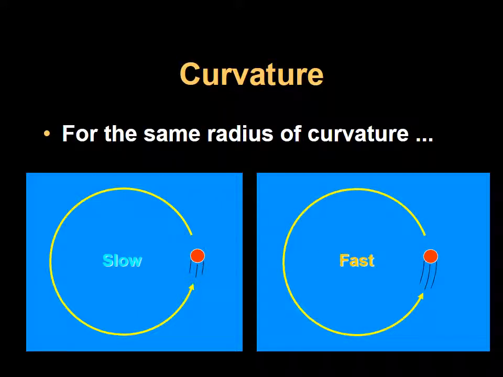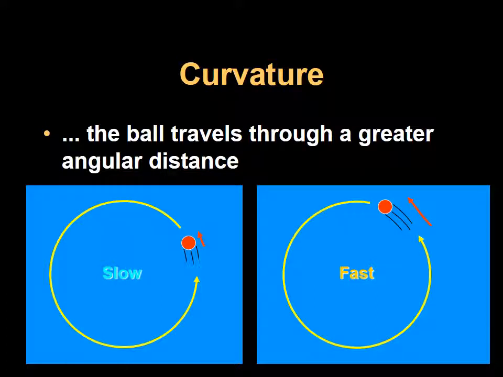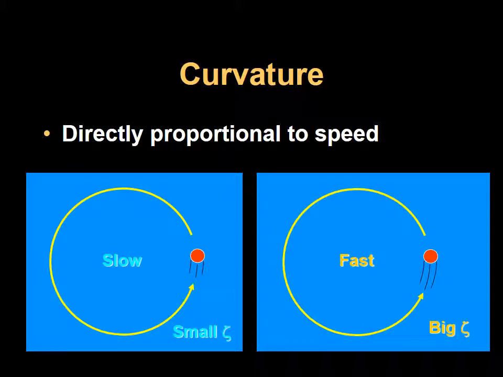Now we're going to change the speed and hold the radius of curvature constant. We have the same circle, same radius, same distance from the center out to, in this case, this ball. The ball is traveling at different speeds now. On the left, it's going slower, maybe only 5 miles per hour. On the right, it's going a lot faster, maybe 20. It's pretty obvious that the one traveling faster is going to cover more degrees, a greater angular distance, than the one going slower on the left. So faster wind speeds have greater vorticity and slower wind speeds have less vorticity.